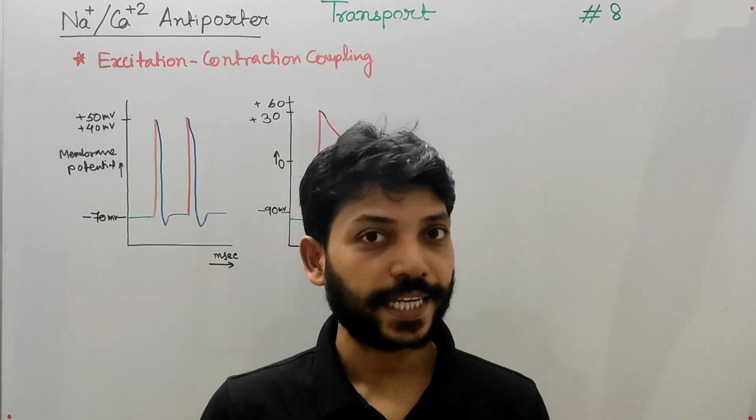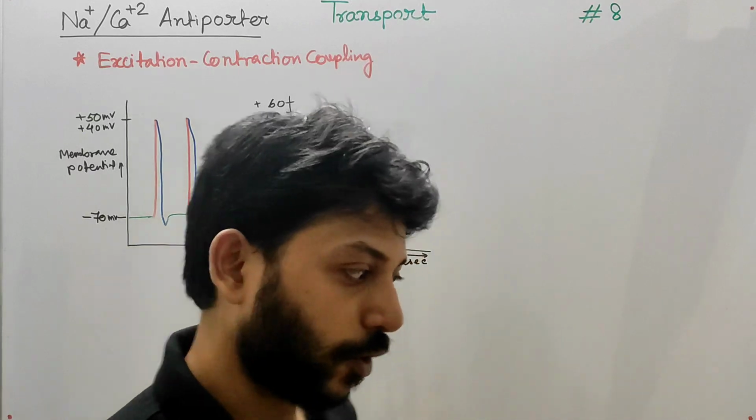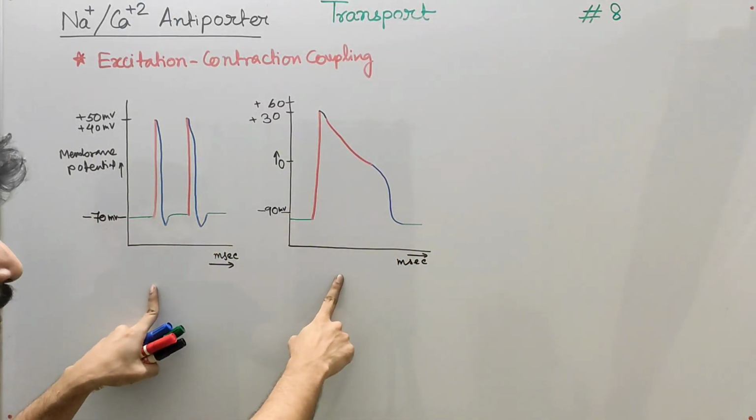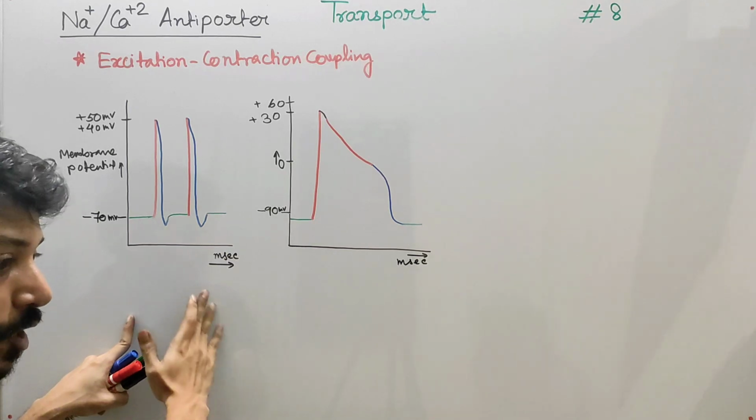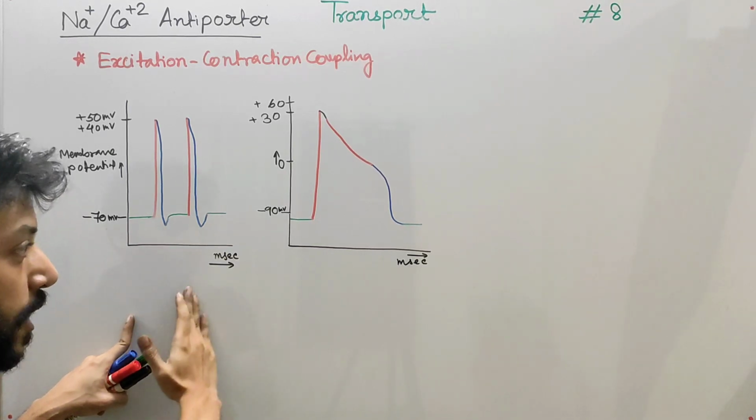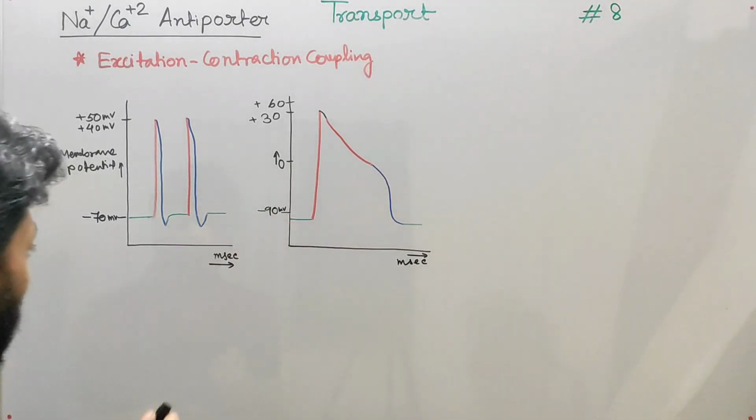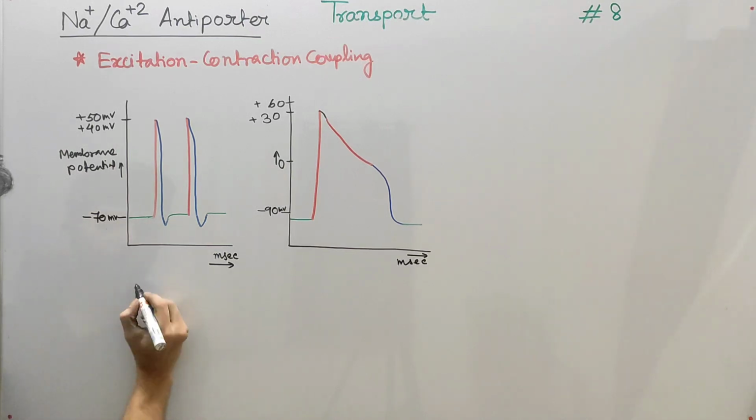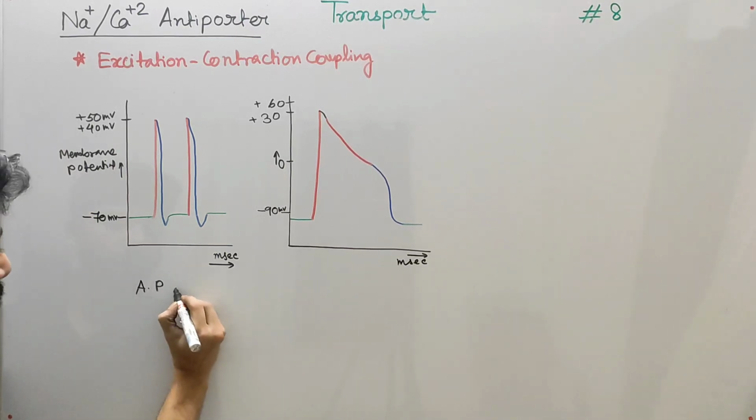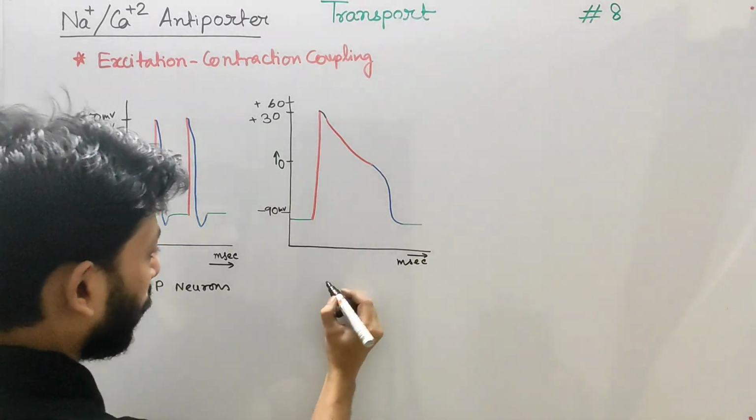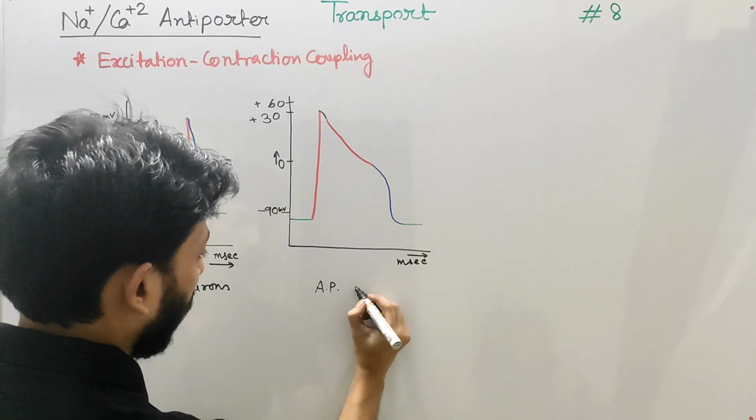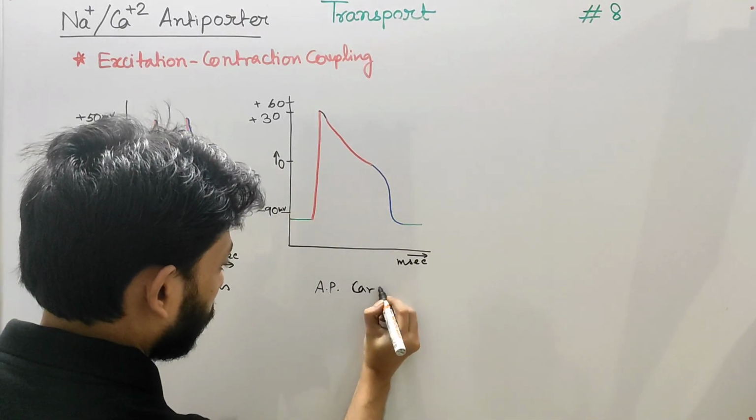Now let me explain the excitation phase of cardiac myocytes. For that, I have drawn two different graphs to show the difference between normal nerve impulse propagation, or action potential of nerve cells, and the action potential of cardiac muscles. This graph represents the action potential of nerve cells or neurons, and this graph represents the action potential of cardiac myocytes.